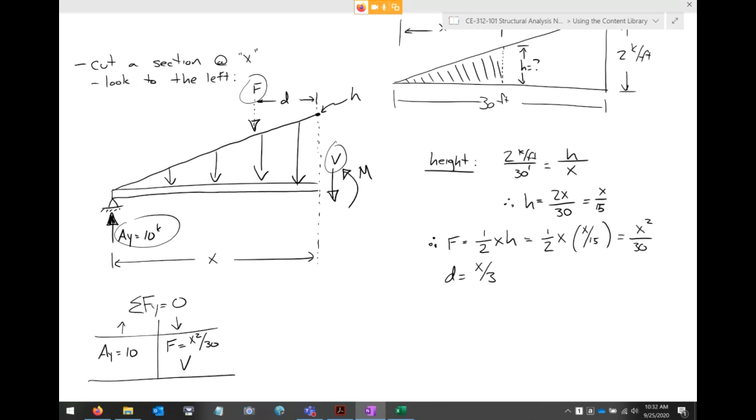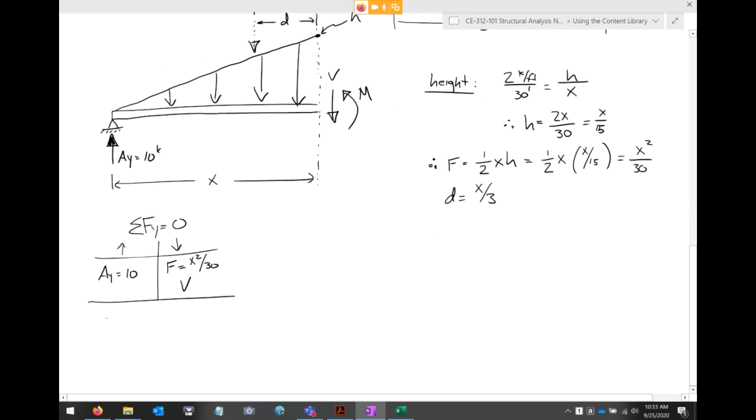If I erase my V and scroll down a bit, what do I have? I have 10 equals V plus X squared over 30. So V equals 10 minus X squared over 30. Now, let's sum moments at the cut.